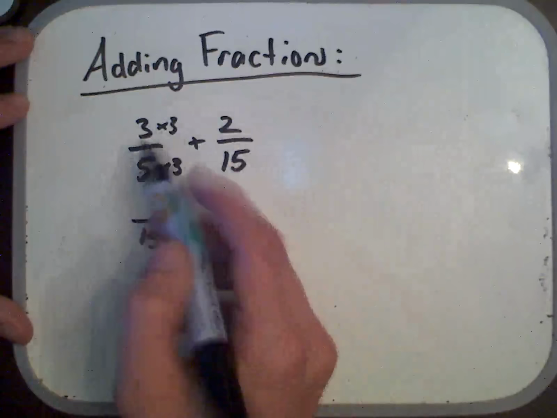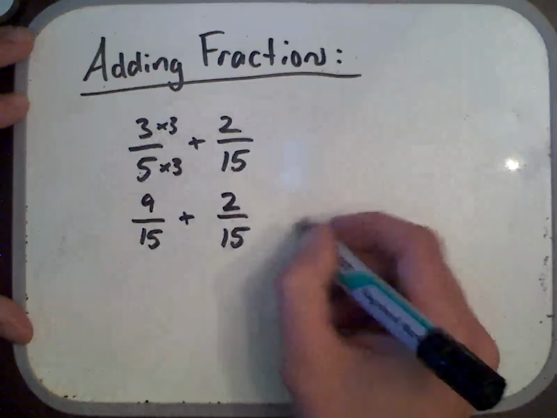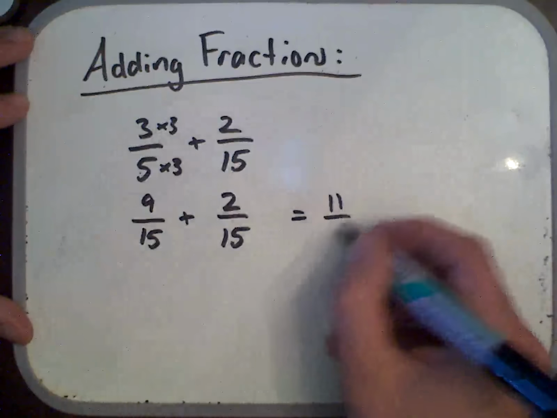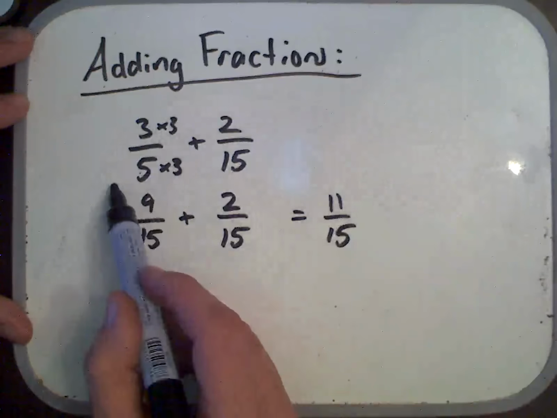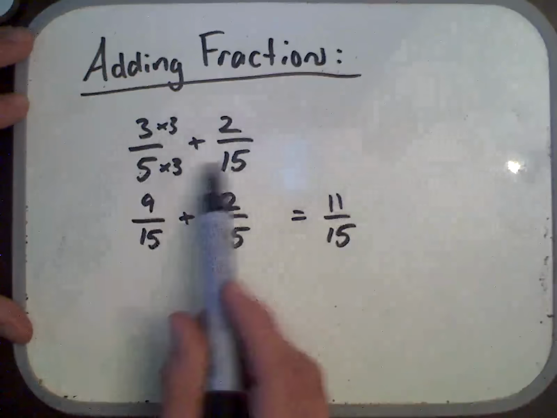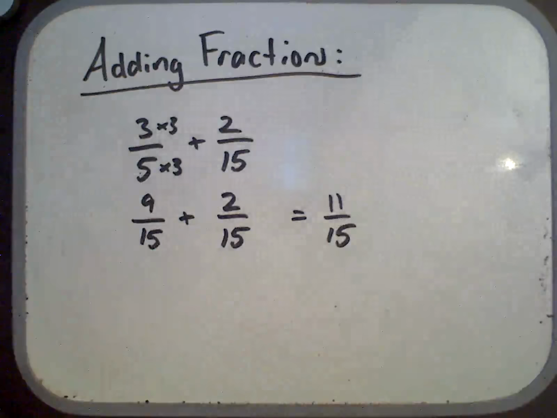So 3 times 3 is 9, plus, and then we still have 2 on top, which is going to give us 11 over 15. Alright, so this is an example of where we don't have to actually multiply the two numbers together like we did in the previous two. And there is adding fractions with different denominators.